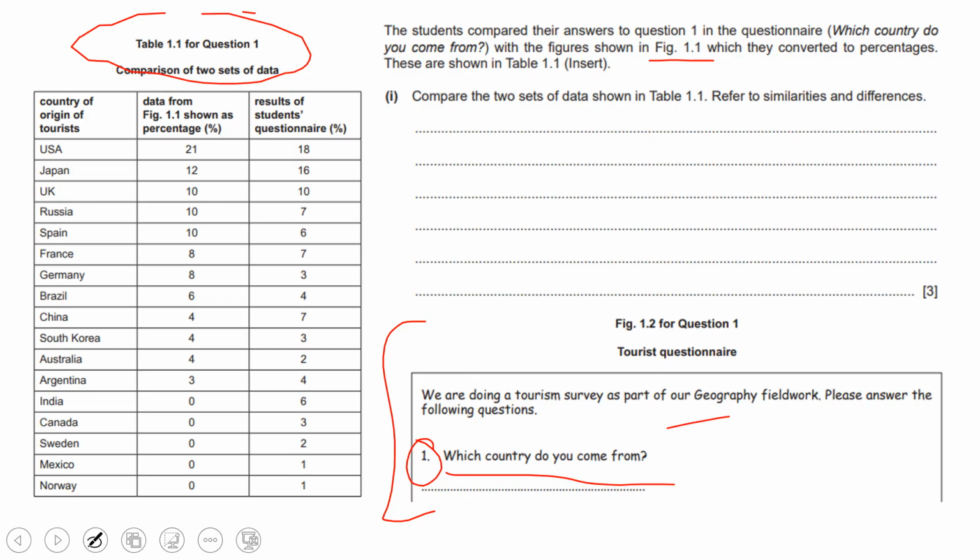Now, they say compare the two sets of data shown in table 1.1, refer to similarities and differences. This is a 3-mark question. So if I were you, to make it easy, I can come up and say similarities. Sorry, my pen, it seems it's not charged. Similarities, and I'll now write out the similarities. Then I'll come up with a separate subheading called differences and write out the differences. It makes my work more structured and makes it easy for the examiner to mark.